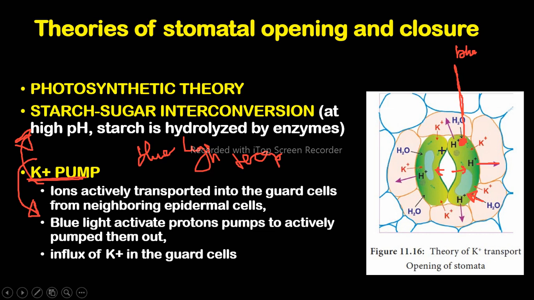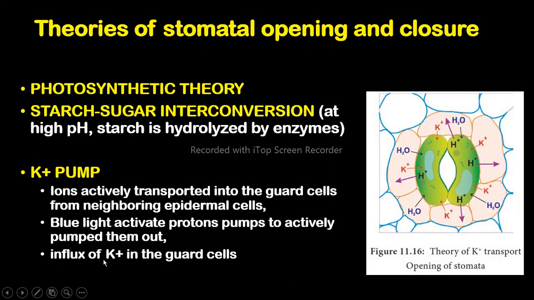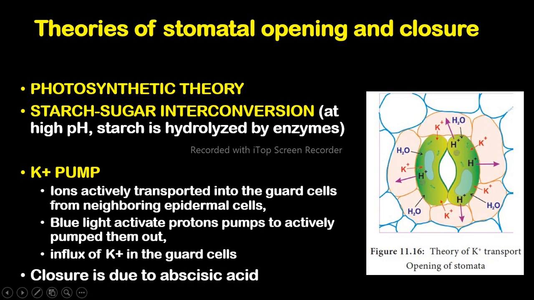Now, closure of this stoma is under the influence of abscisic acid. Okay? This is a plant hormone. You remember when we studied plant hormones. It is the one which induces the closure of this stoma by activating reversal reactions.